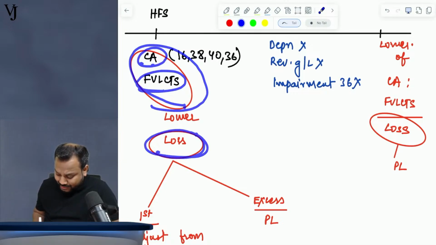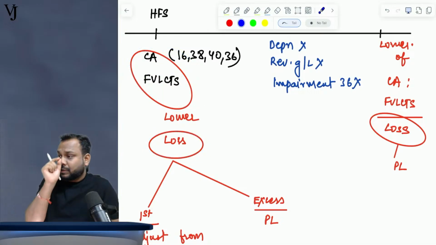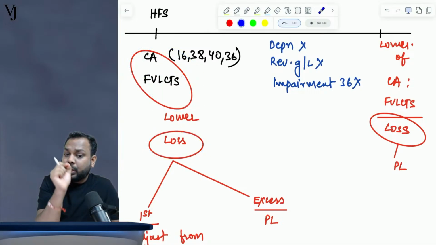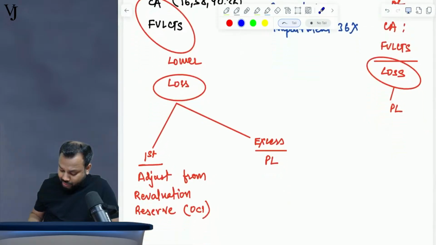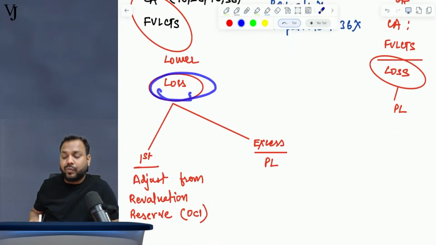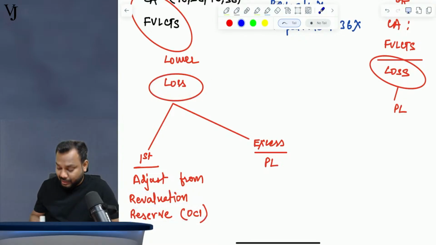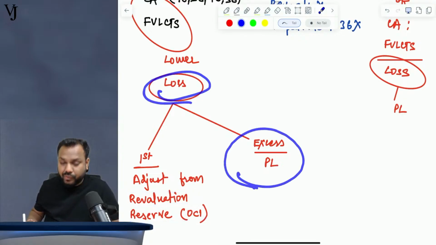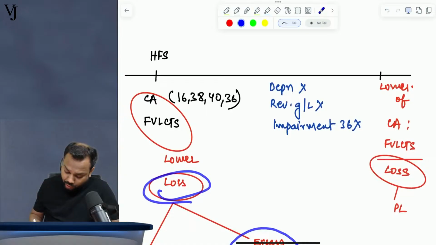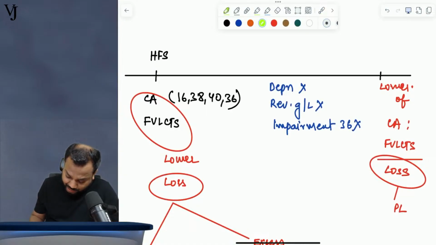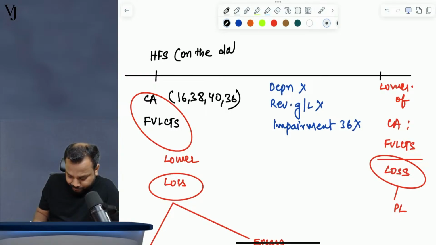Now the loss that comes up, understand guys, this is a very important concept where you make a mistake. When the loss comes up, first of all, adjust it from the revaluation reserve if you have any balance. Any excess loss is adjusted from the P and L. Now, this happens on the date of classification.